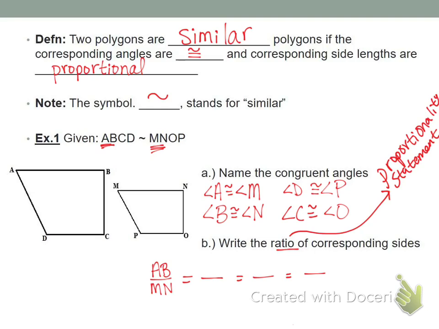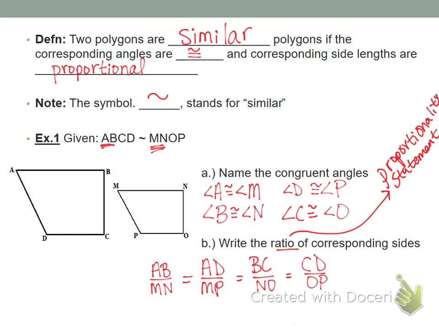Move on. Give me a different side from ABCD. Which side? We just did AB. Oh, AD, sure. AD is a different one. What side corresponds to AD? MP. Give me another one from ABCD. BC corresponds to NO. Last one we need. DC or CD, whichever way you want to put it, corresponds to PO or OP.